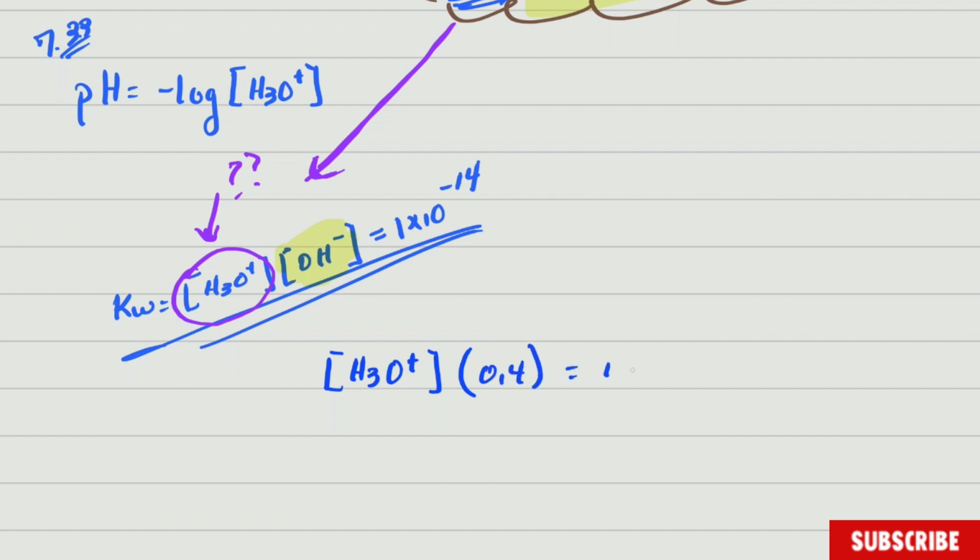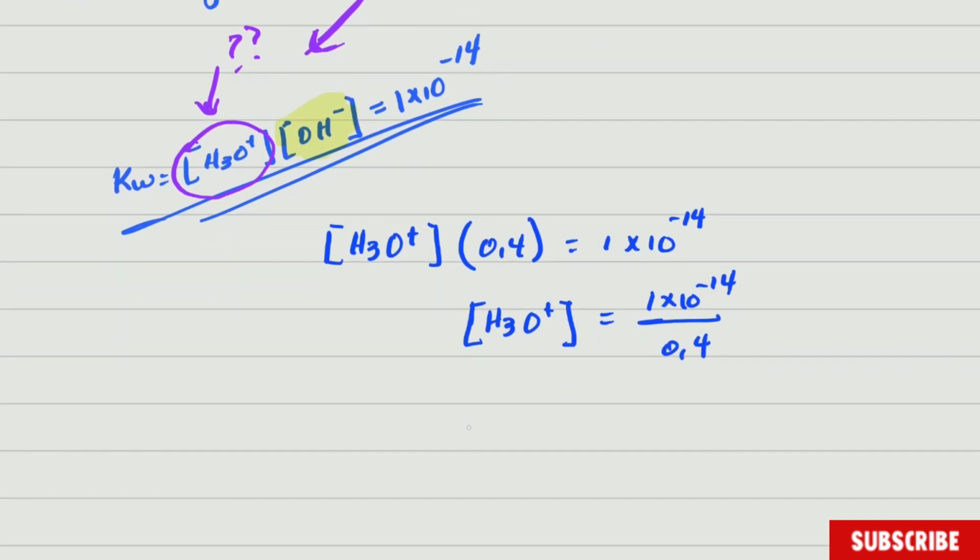0.4 is equal to 1 times 10 to the minus 14. So the concentration of H3O+ is equal to 1 times 10 to the minus 14 divided by 0.4. And when you go there, you get that the concentration of H3O+ is going to be equal to 2.5 times 10 to the minus 14. This is mole per cubic decimeter.